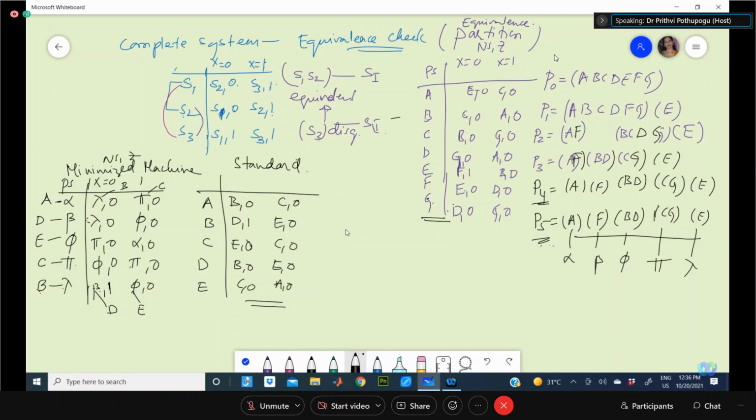So, understood? Partitioning check. Okay, try to understand this partitioning. In the next class, I'll take another example and I'll start. Okay. If there are doubts, get them clarified.